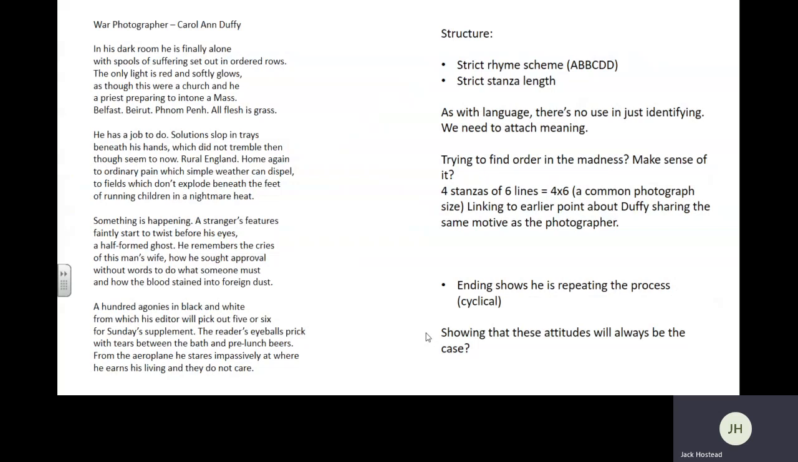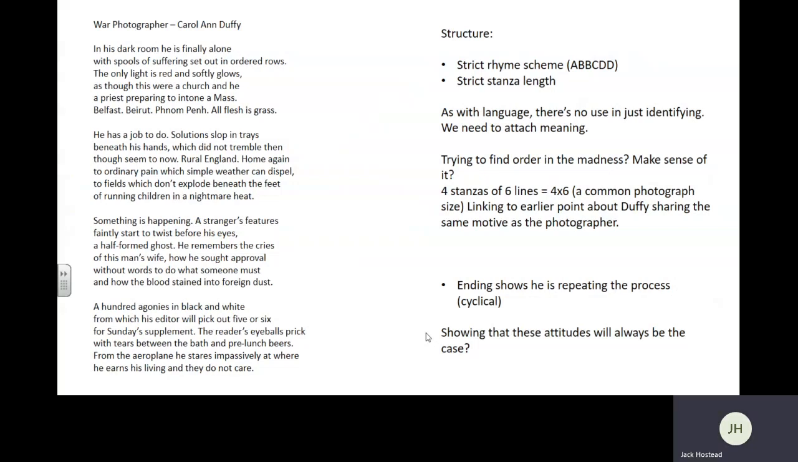But just as I said with language, there's no use in just identifying it. You're not really going to get any marks for saying this has a strict rhyme scheme, this has a strict stanza length. You need to add meaning or interpretation to it. And again, like I'll always say, we don't have to know exactly what the writer intended. We're purely speculating. That's all we're doing.